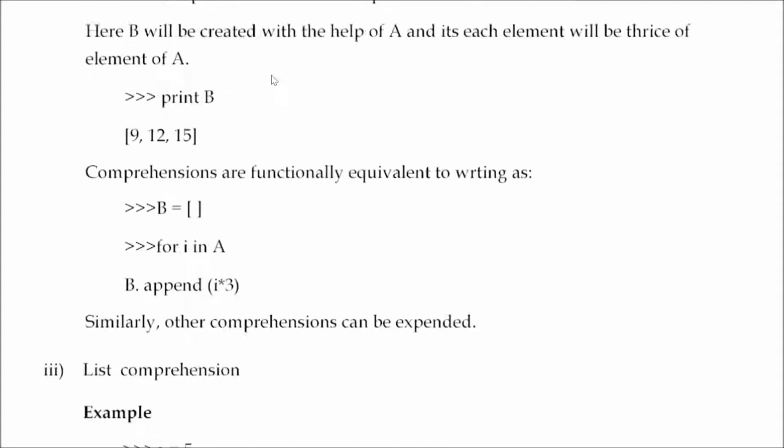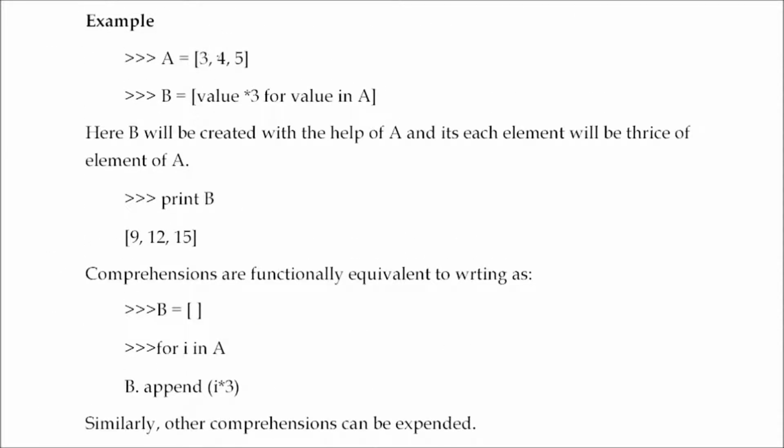These are comprehensions. If you have, say, a list A of 3, 4, 5, you say value into 3 for value in A. You just have to write value into 3 for value in A. So all the values of A will be multiplied by 3, and a new list, B, is created. If you print B, it will be 3 into 3, that is 9, 4 into 3, that is 12, 5 into 3, that is 15. This is your list.